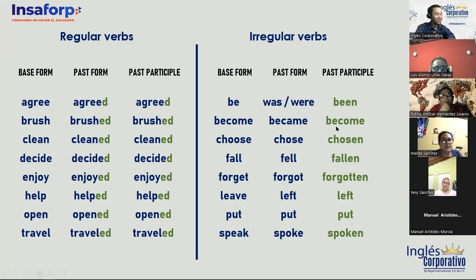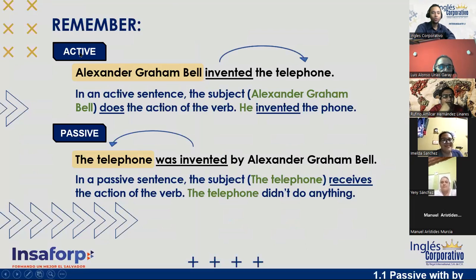Okay, so next exercise. First, let me check how many people there are. Wow, 20 connected. That's a lot. That's great.